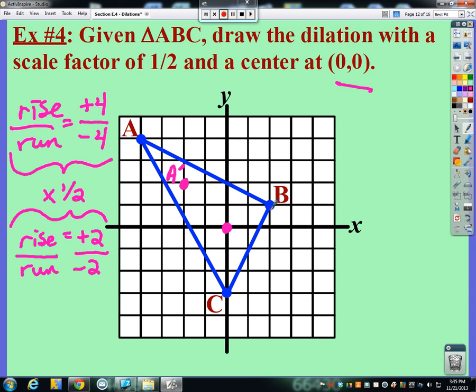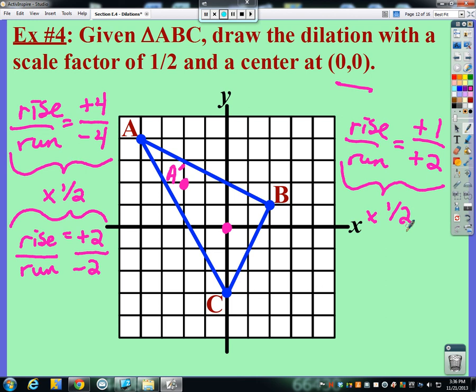So let's look at B. Now again, I'm going to look at slope, rise over run. And from the center, I'd have to rise 1, run 2. So that was a plus 1 direction and a plus 2 direction. Now I want to apply my scale factor, multiplying by 1/2. And so my new rise would be, well, 1 times 1/2 is 1/2. And sometimes this is going to happen where you're going to get a fractional rise or run number, and that's fine. So 2 was my run. If I multiply that by 1/2, I get plus 1.